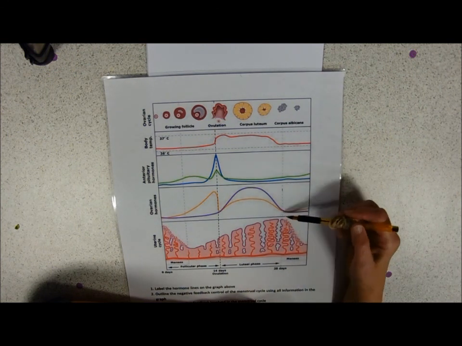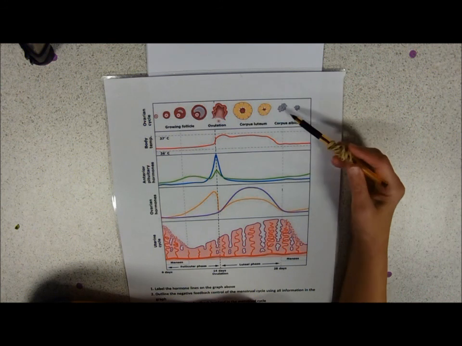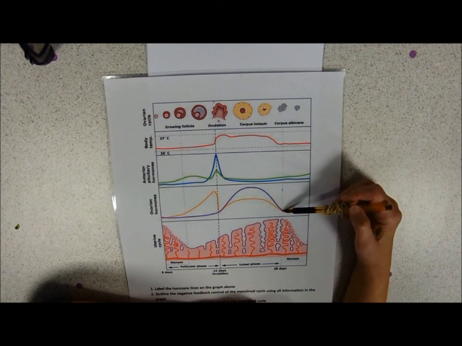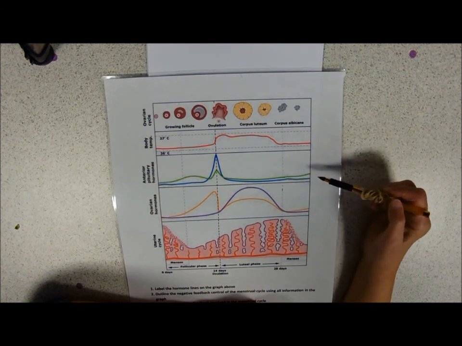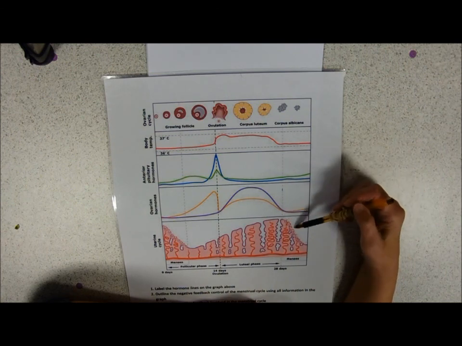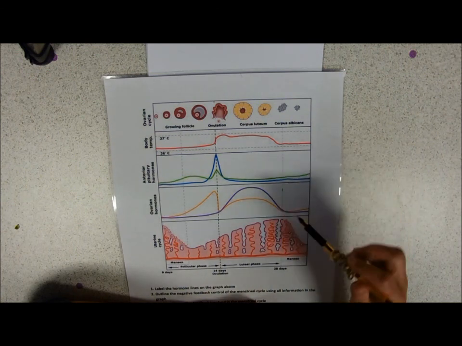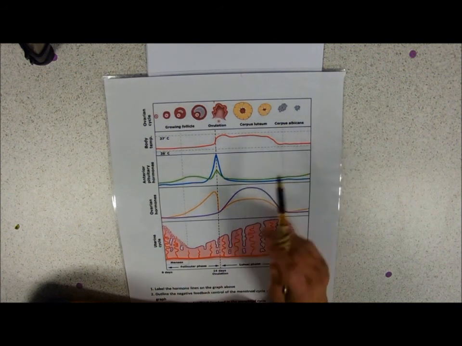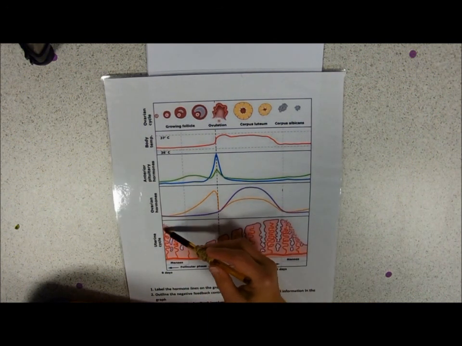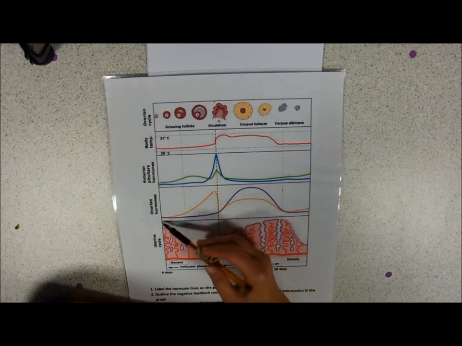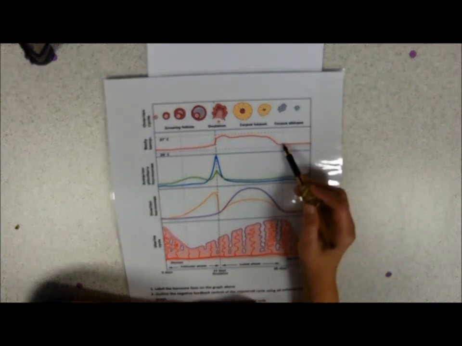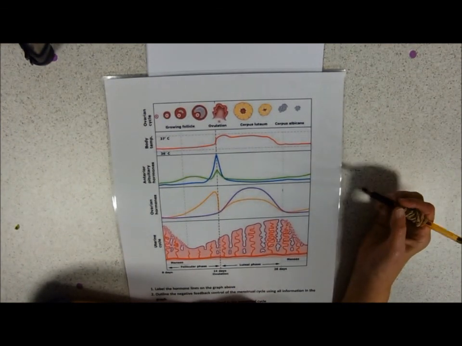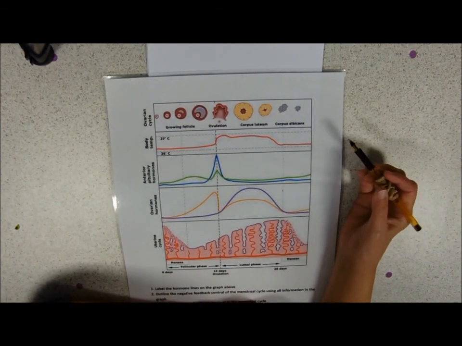At the end then, those levels drop as the corpus albicans forms, and as soon as they get low, they don't maintain the lining, and the FSH can be released again. So you're ending again with menstruation here. So that's sort of, the graph's that long, so that bit there is the same as this bit over here, that bit there is the same as this bit over here, that bit there, over here, etc. And you can see that the temperature drops down a bit towards the end.